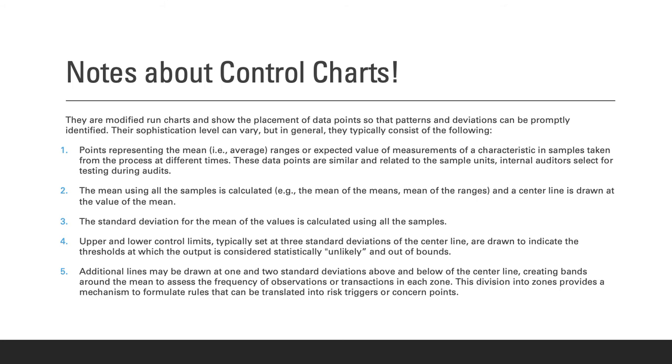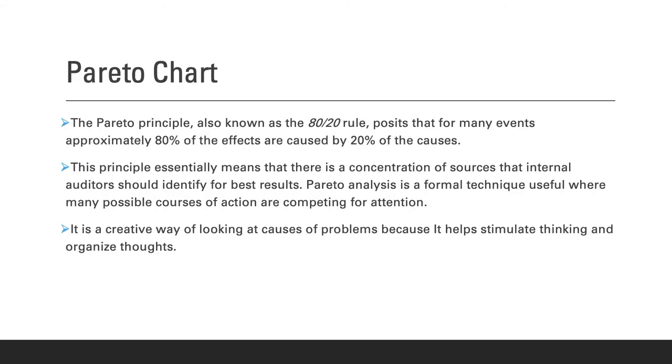Number 5, additional lines may be drawn at 1 and 2 standard deviations above and below the center line. Okay? Creating bands around the mean to assess the frequency of observations or transactions in each zone. This division into zones provides a mechanism to formulate rules and can be translated into risk triggers and concern points, no? Okay? So that is the control charts.